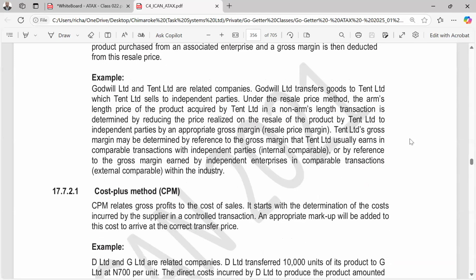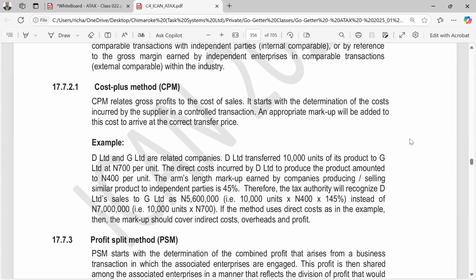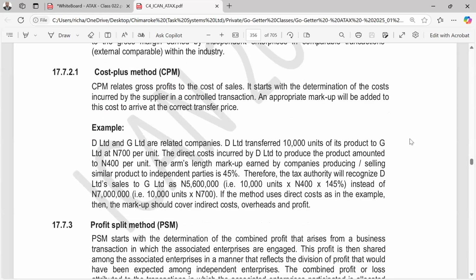Then the cost plus method. What is the cost plus method? Cost plus means cost plus a markup. Now, markup is different from margin. What is the difference? In performance management, we are told that for markup, the cost is 100%. Then you have a markup. Any percentage on your cost is a markup.